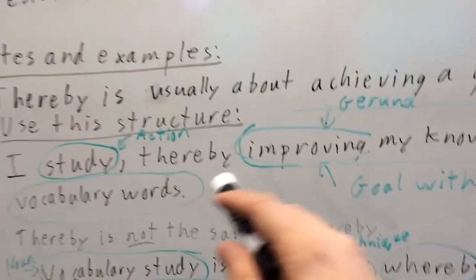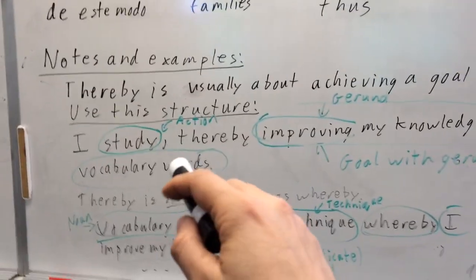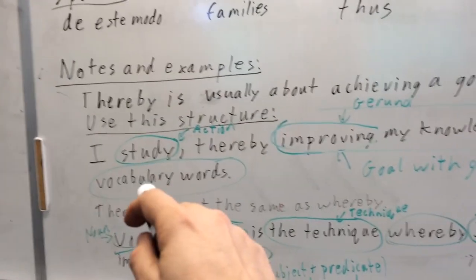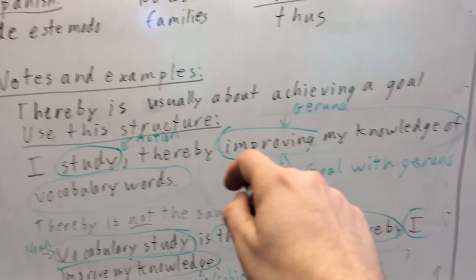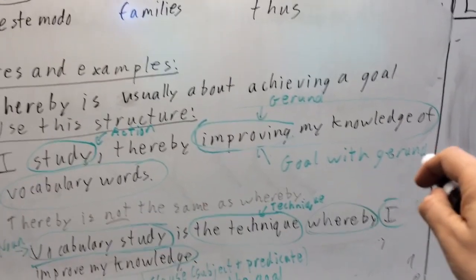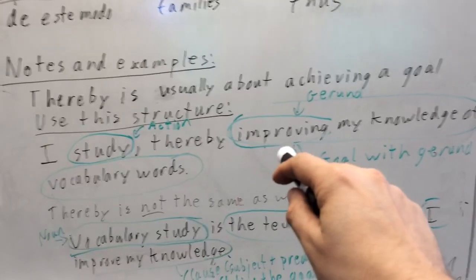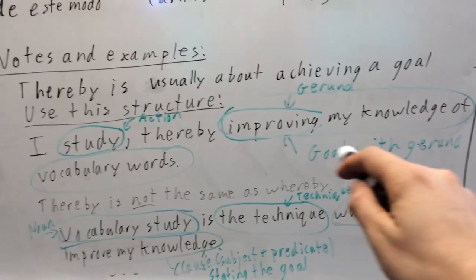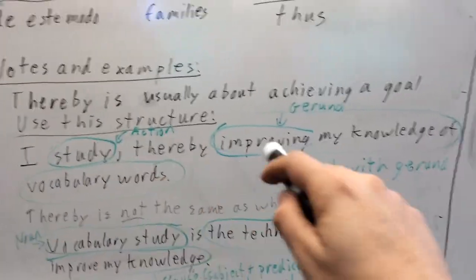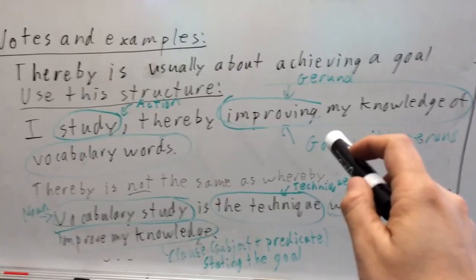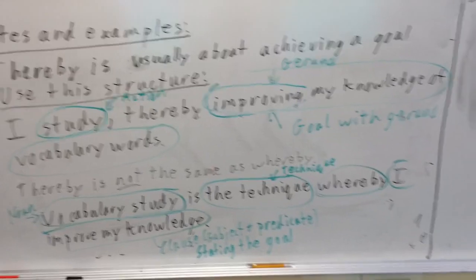Today we're doing thereby. So remember, thereby is you have an action, subject and predicate, I study, then thereby, then you have a gerund, ing, which explains the goal. You don't have another subject here. You don't say thereby I improve. That's wrong. I study, thereby improving my knowledge of vocabulary words. And this is the goal. You want to get it. It's something you want to do. That's usually how we use the word thereby.